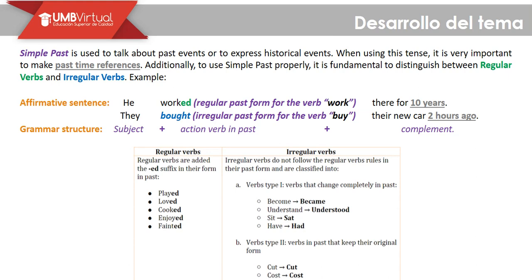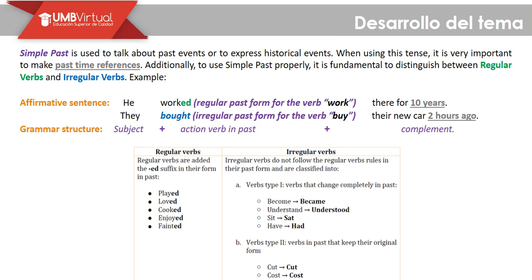Let's see some examples. Entonces aquí tenemos ciertos ejemplos acerca del uso del pasado simple. Recordemos que como tal esta hace referencia a eventos del pasado o eventos históricos que sucedieron alrededor del mundo. So he worked, regular past form of the verb work, there for 10 years. They bought, irregular past form of the verb buy, their new car 2 hours ago. We have the use of subject, action verb in past, complement. Regular verbs are added the ed suffix in their verb in past.